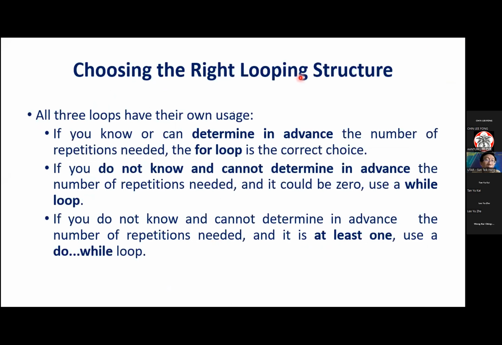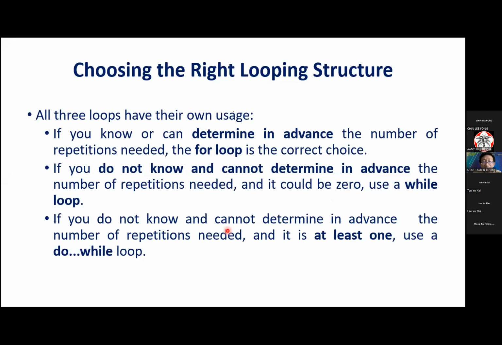So you must know how to choose the right looping structure. If you know or can determine in advance the number of repetitions you need, you can use a for loop. Remember, because with the for loop, you can predetermine how many times you need to loop. But if you do not know and cannot determine in advance the number of repetitions you need, and it could be 0 repetitions, you can use a while loop. Because if you use the while loop, you check the condition first. So if the condition is false, straight away you terminate the while loop. That means the repetition can be 0 times.